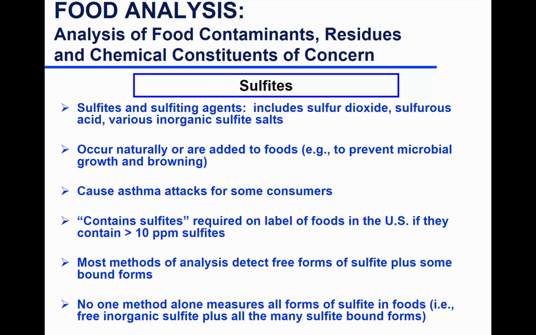So the label should state if it contains sulfur, it should state that it contains sulfite if the concentration is greater than 10 parts per million. Most methods of analysis only detect a free form of sulfite plus some bound form. Not one method can determine all forms of sulfite in food. Sometimes you have to do a combination of methods.